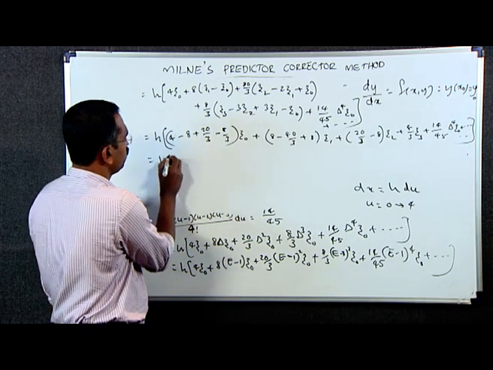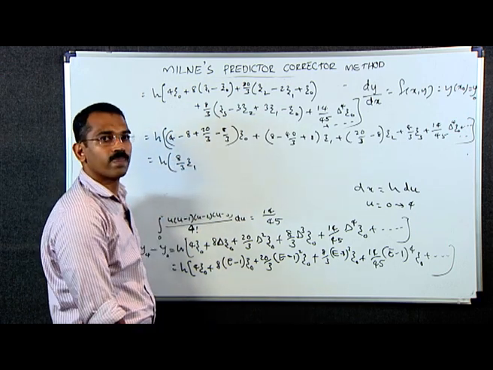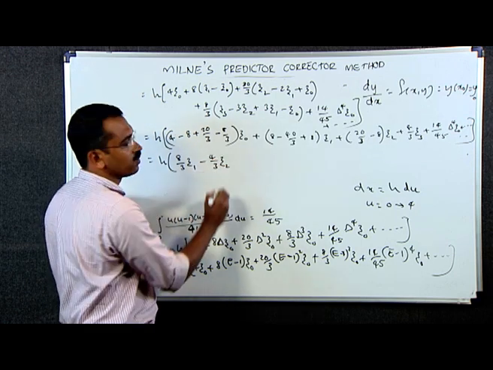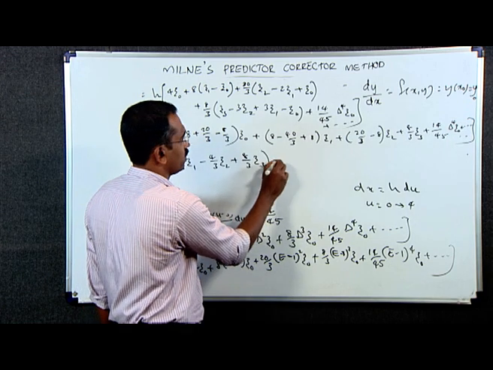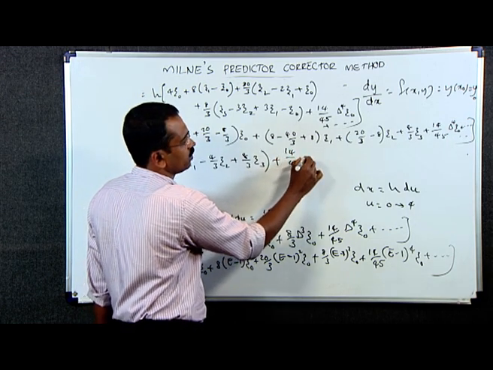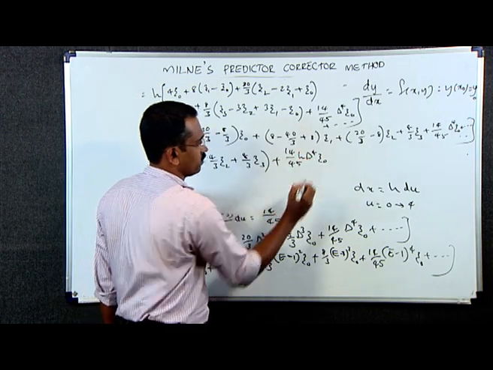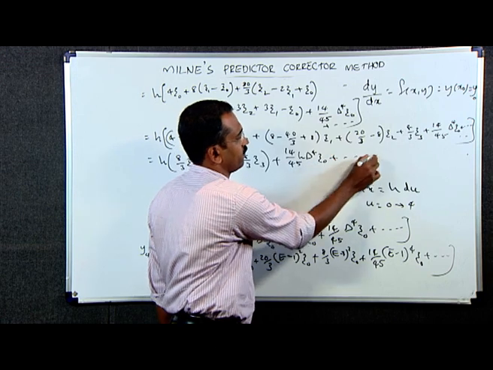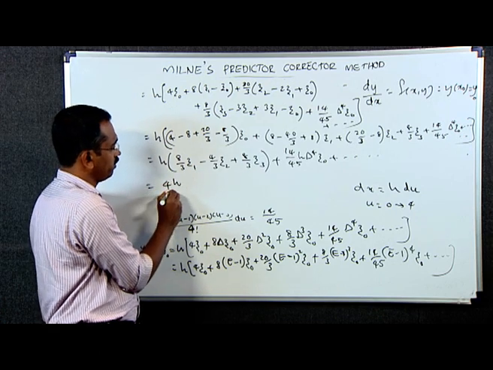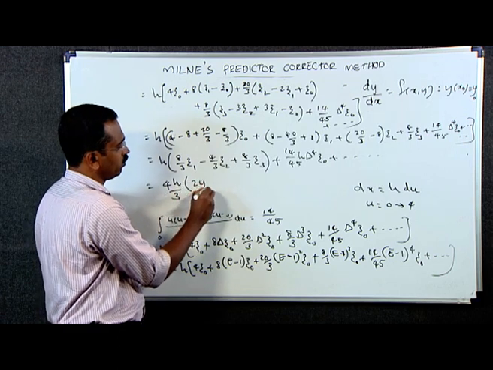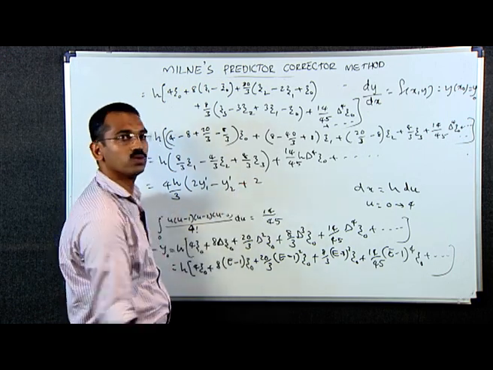This is equal to h into 8 by 3 z1 minus 4 by 3 z2 plus 8 by 3 z3 plus 14 divided by 45 into delta raised to 4 z0, this into h plus etc. That is equal to, we can write this as 4h divided by 3 into 2 y1 dash minus y2 dash plus 2 into y3 dash.